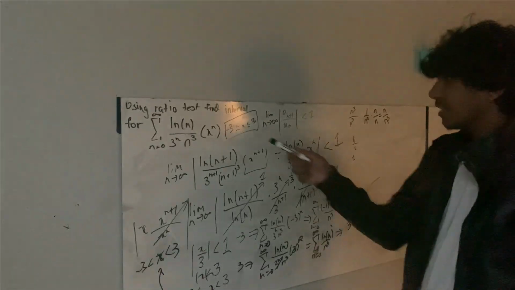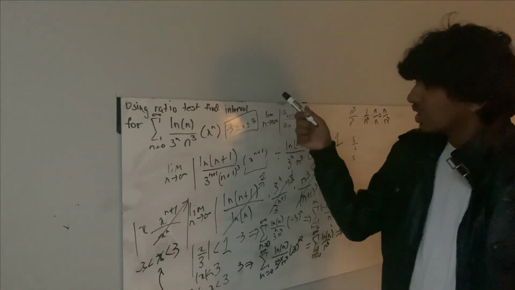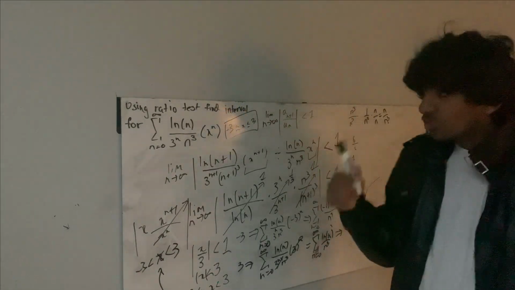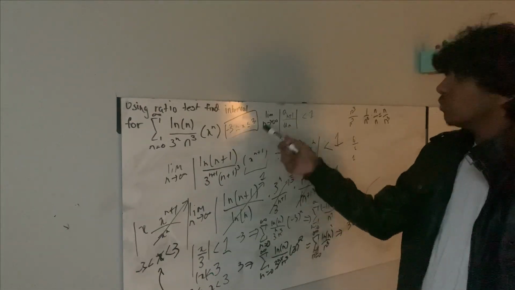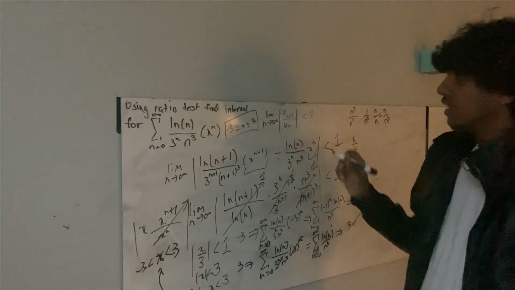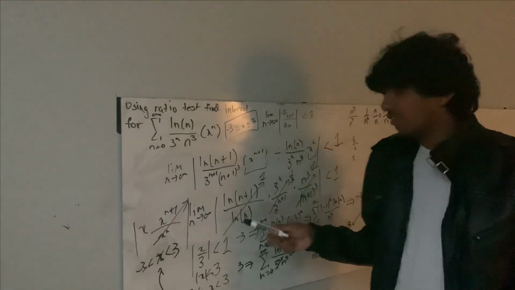-3 is a check, so it's less than or equal to x, which is less than or equal to 3, and that's your answer. Boxed in for you already.